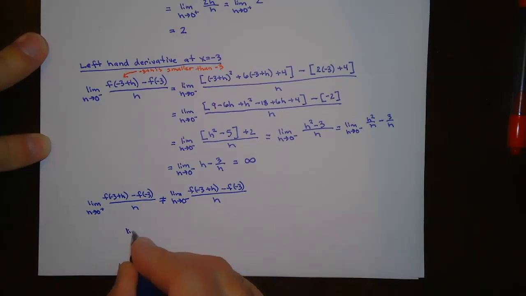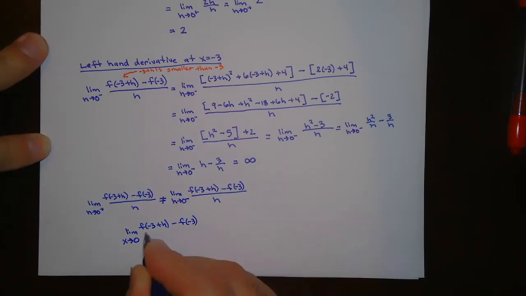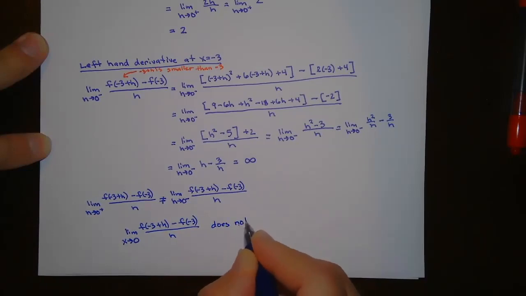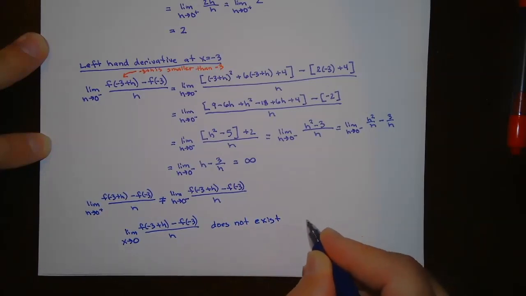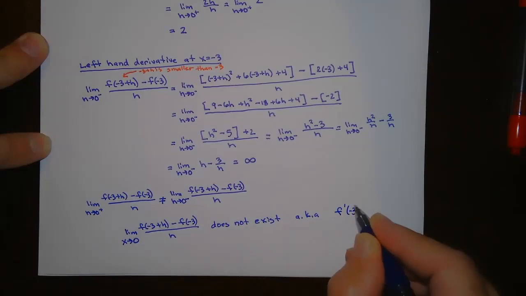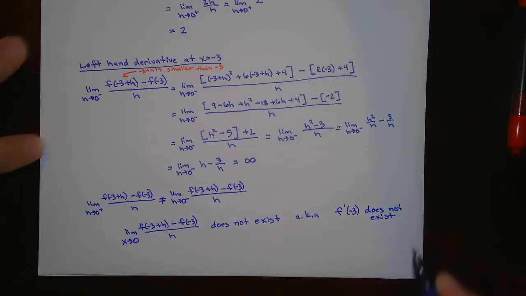So now what this means is actually a couple things, okay? It would mean the limit as h approaches 0 of f of negative 3 plus h minus f of negative 3 over h does not exist, which also means, AKA, f prime of negative 3 does not exist. You guys, you may use DNE.